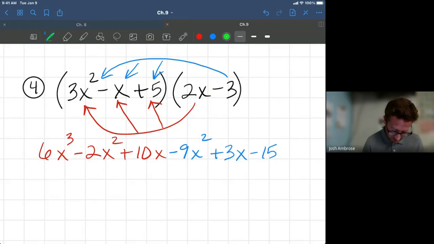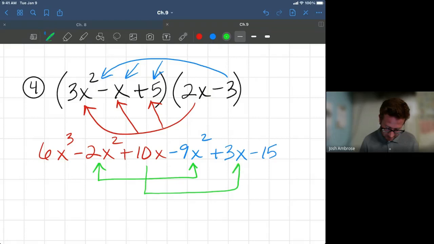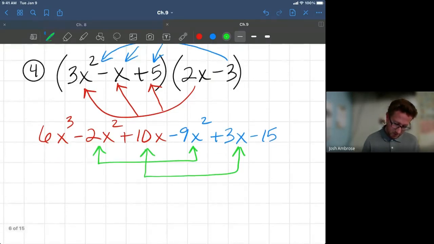So I see an x squared and I see another x squared. So these guys can go together. I see an x, I see another x, so these guys can go together. And it doesn't look like we have any other like terms. So let's combine what we can. The 6x to the power of 3 had nothing to go with. So that drops straight into our answer.